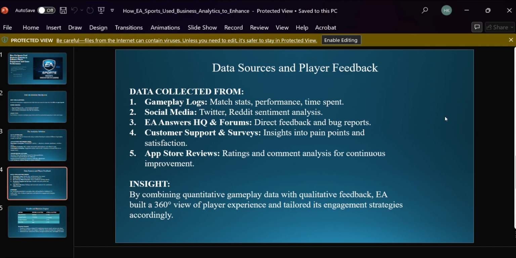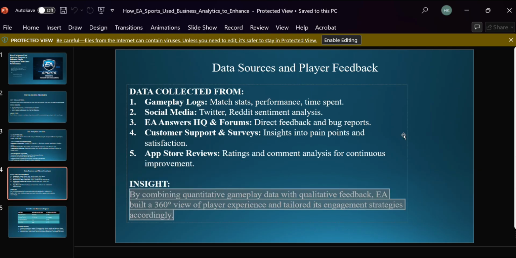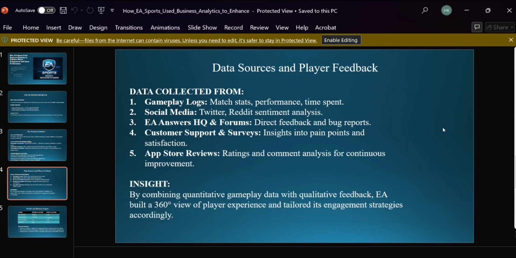All this data, both quantitative and qualitative, was integrated into EA's analytics system. This helped them not only detect issues early but also design updates that matched what players actually wanted, improving satisfaction and trust in the long run.